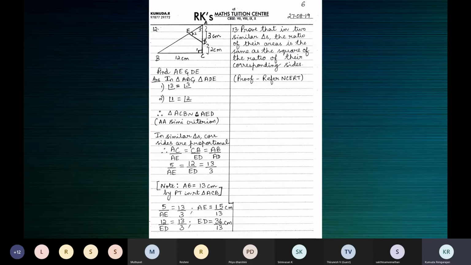So here again, we just had to take the two triangles, show that they are similar, and set up the proportion, because in similar triangles, corresponding sides are proportional. Fill in the values.